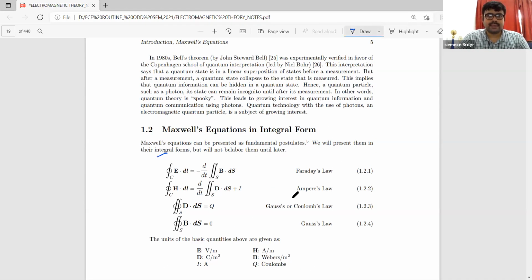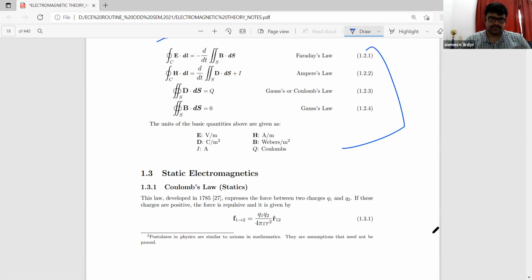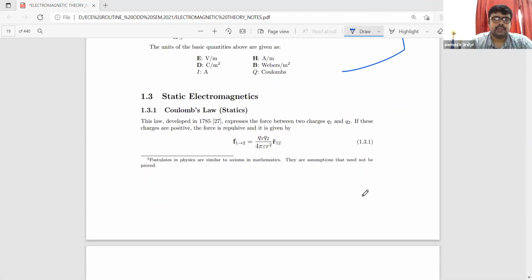So if you remember, or rather if you see the classes of my recorded lectures, you will find that in the previous class, we just completed the discussion regarding Maxwell's equations. In this case, the different forms of the equations we have studied. Now today we will start with Coulomb's law.